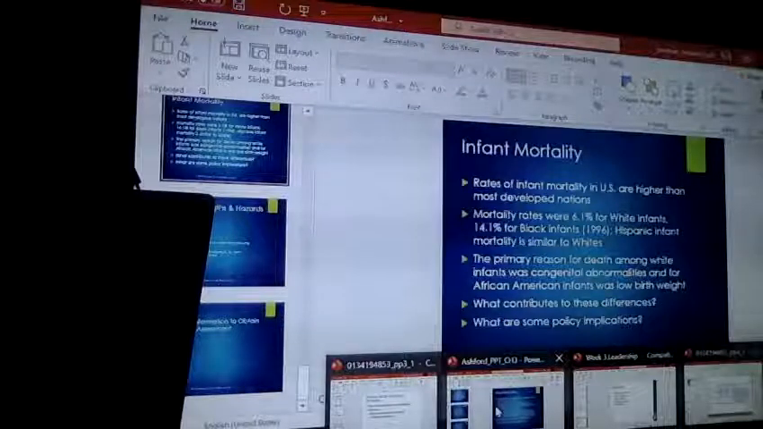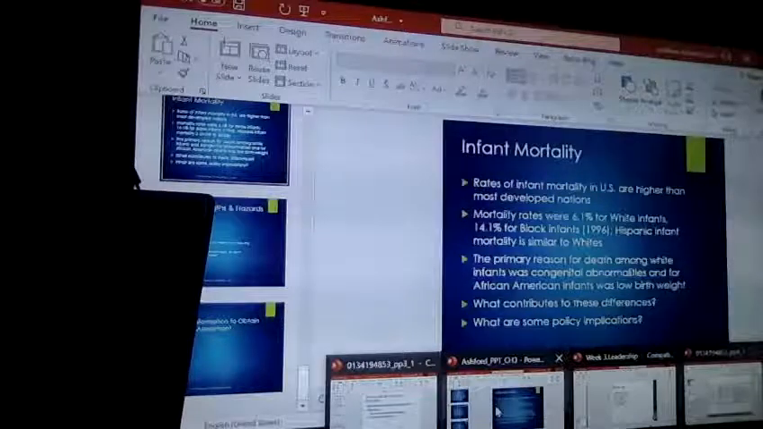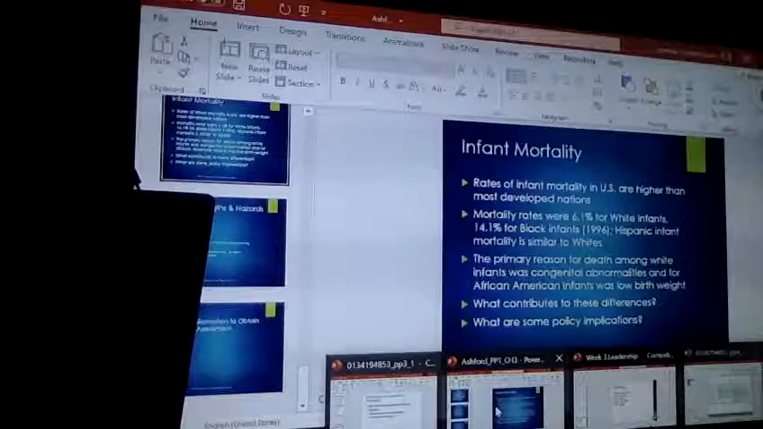And then, we were going through the questions. What do you guys think contributes to that low birth weight or congenital stuff? And then what policy stuff can we do to make it better?